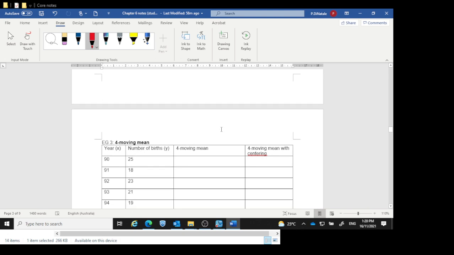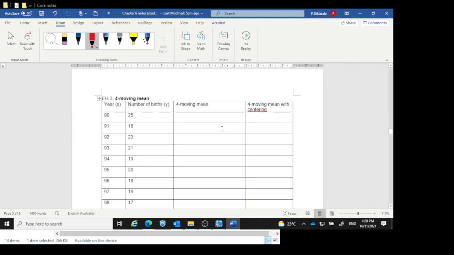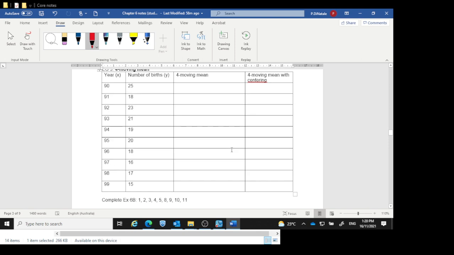If they give us something like this, where we're doing a 4 moving mean, okay, so this is a different table format, 4 moving mean again, you try to fit one in. So you need 2 numbers before and 2 numbers after it. So I can't do this one, put a space in here because there's only 1 number before it. So I'm going to come out, I'm going to put a space in here. 2 numbers before it, 25 and 18, 2 numbers after it. So there's my 4 numbers. Adding those 4 numbers up, so 25 plus 18, 23, 21, and dividing by 4 gives me this number in here, which ends up being 21.75.